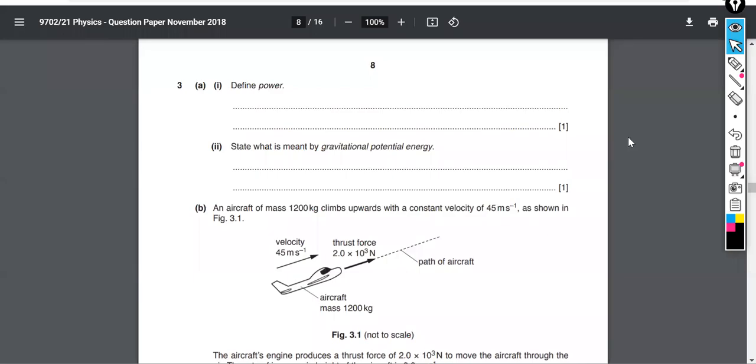All right, so in this work example, we're looking at work, energy, and power, and it starts off with a definition: define power. You can define power as the rate at which work is done, or the rate at which energy is converted, the rate at which energy is transferred. Okay, those are all good ways to define power.